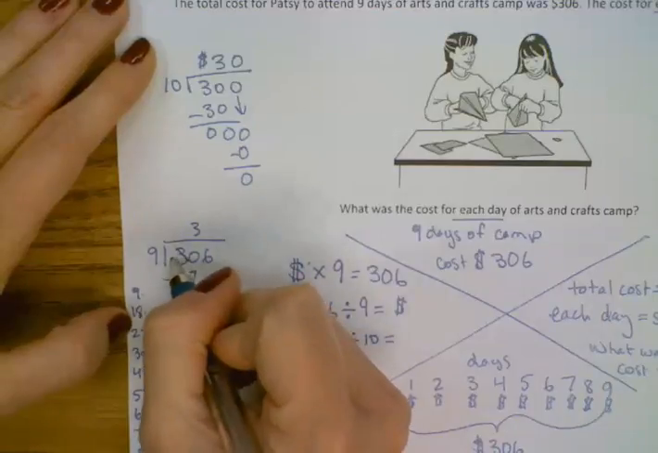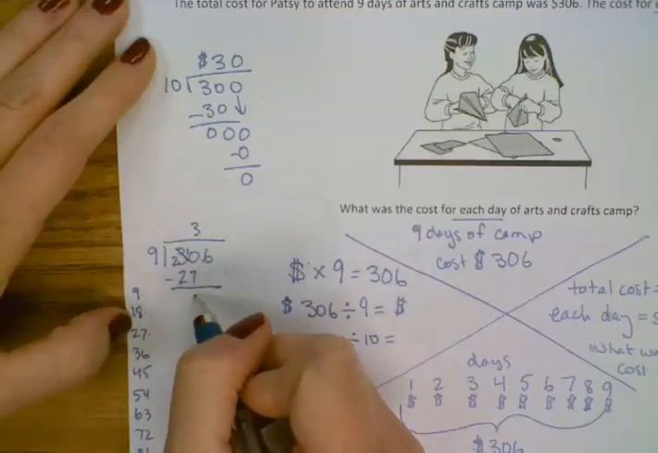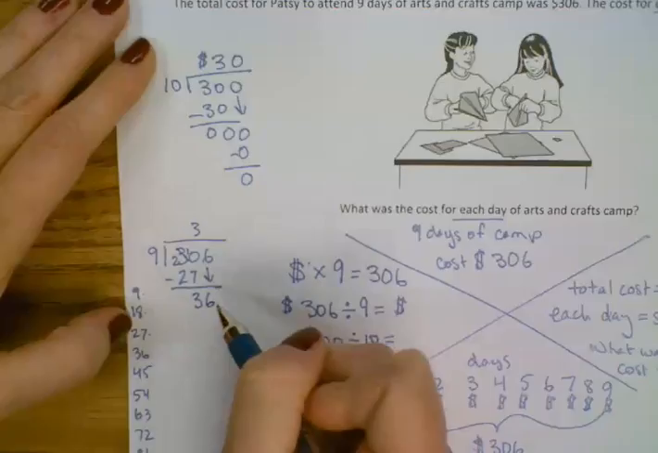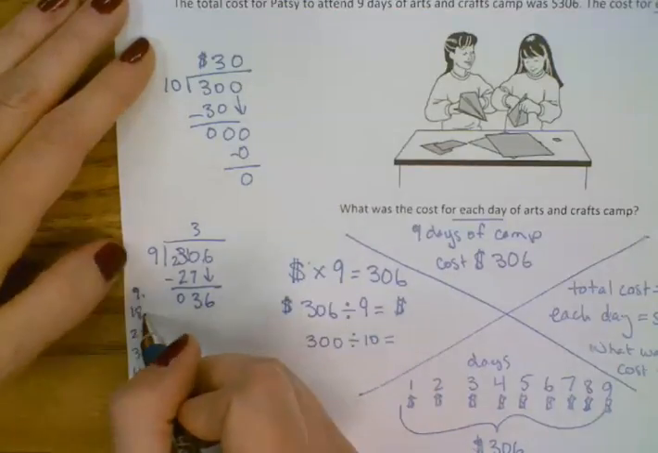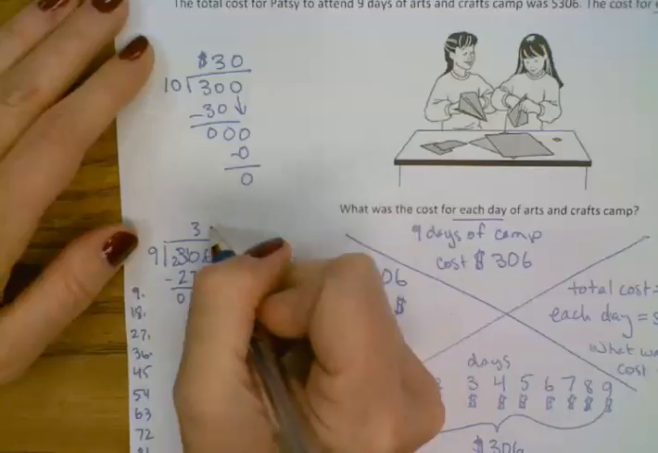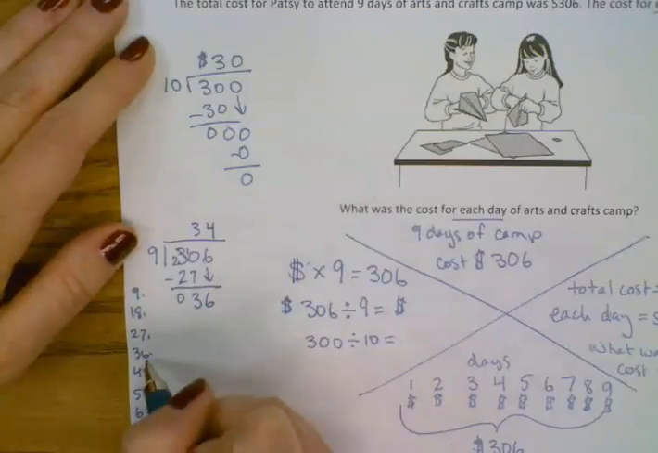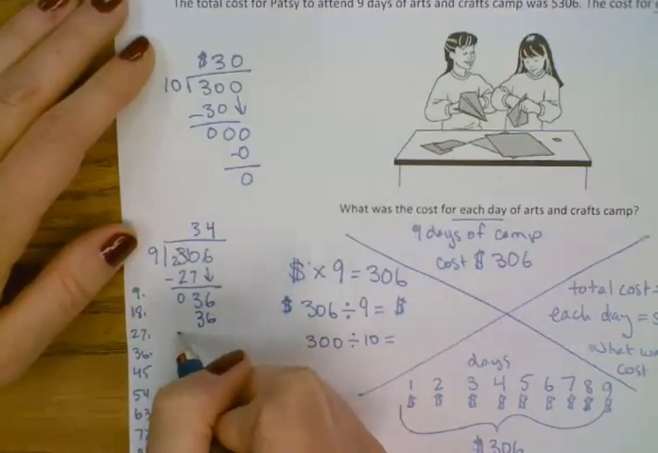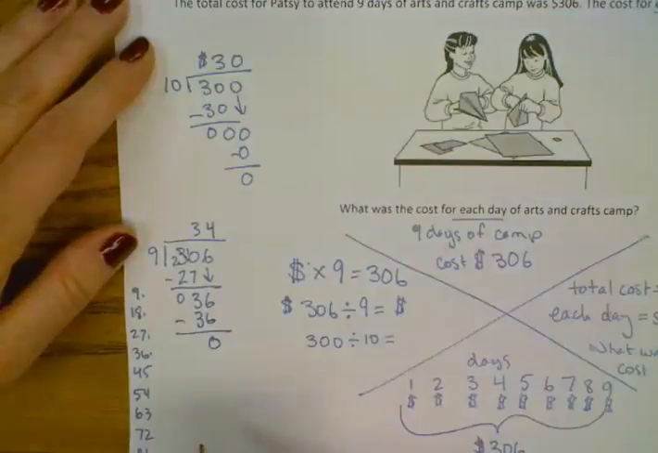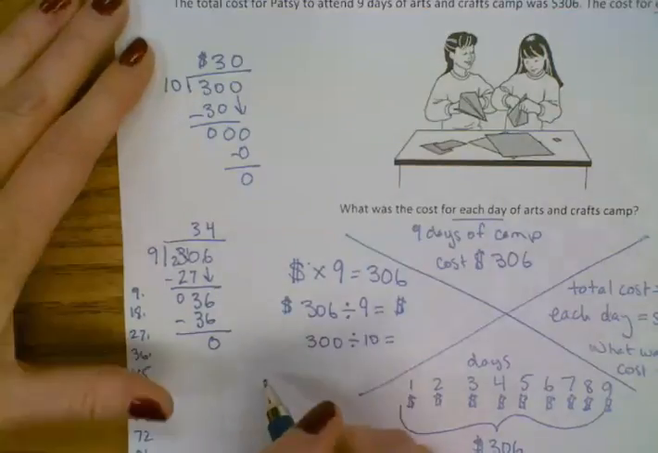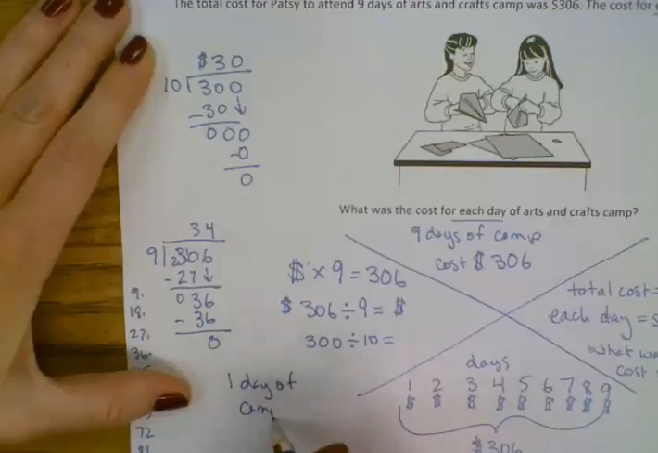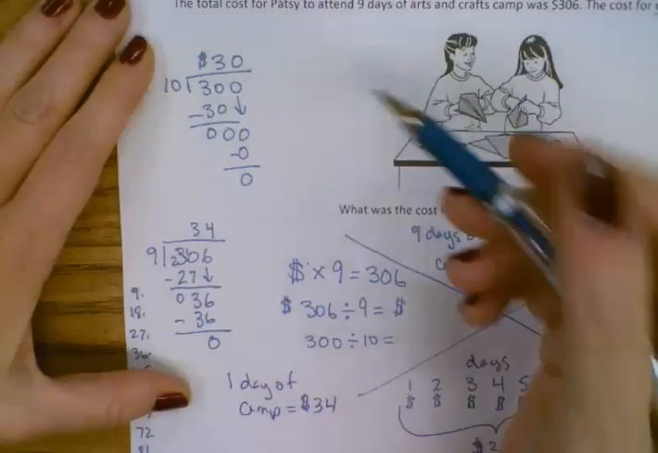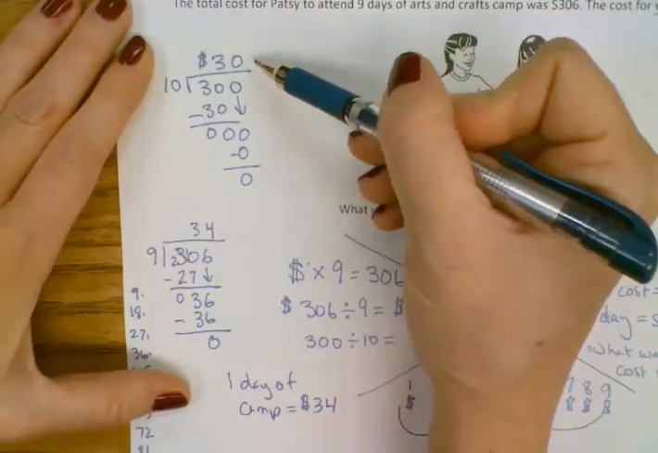I'm going to subtract that. 10 minus 7 is 3. Bring down the 6. 2 minus 2 is 0. 9 goes into 36. 1, 2, 3, 4 times without going over. 9 times 4 is 36. 36 minus 36 is 0. So 1 day of camp was $34, which is pretty close to my $30 estimate, so I should feel pretty good about my answer.